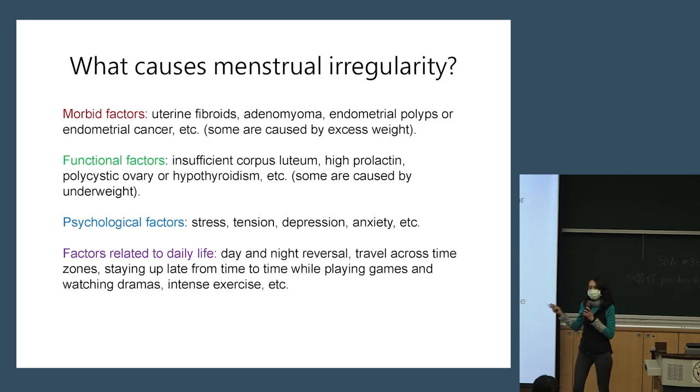Before the pandemic, when we could travel across different time zones, for example, you go to Europe or the US, if that happened to be the time that your period is supposed to come, sometimes you'll find that the period did not come, or it comes twice per month. So why is that? Some people feel bored at night, right?